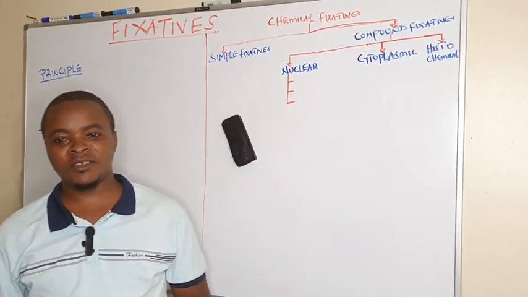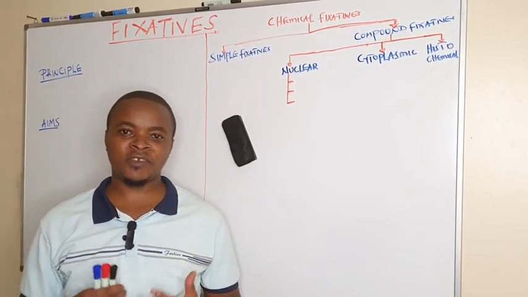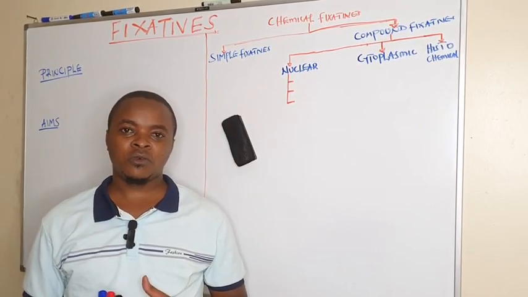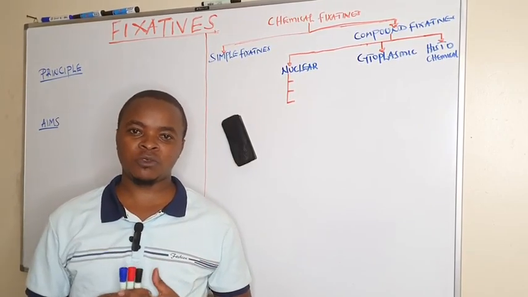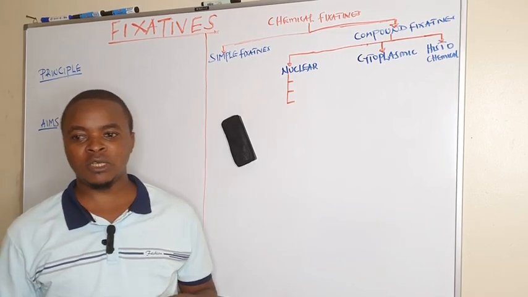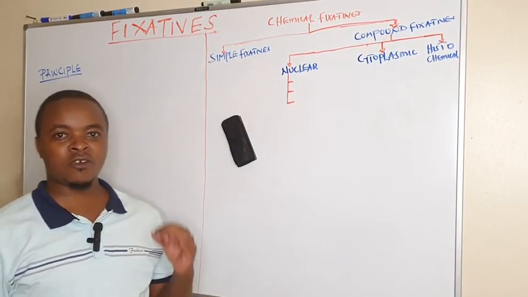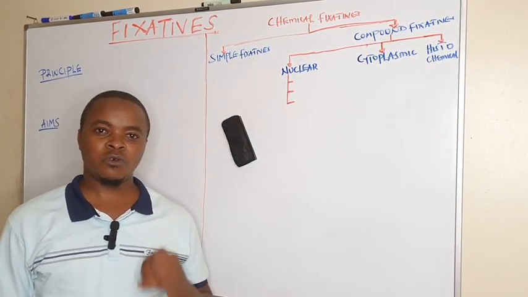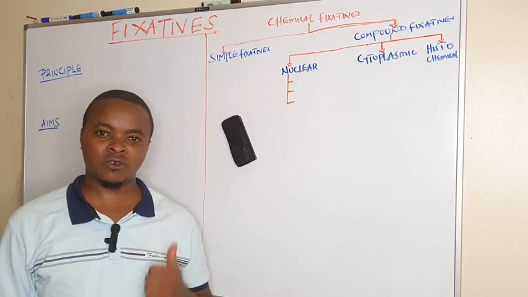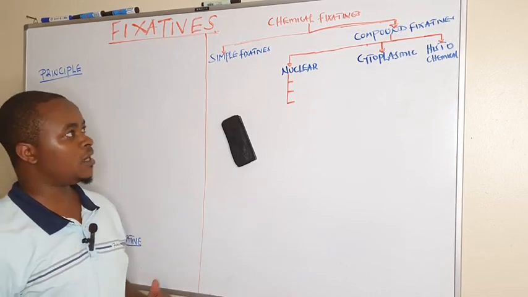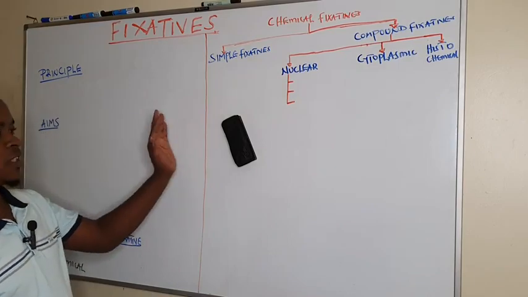Today's session at Medical Sciences, we want to discuss fixatives, which we use in the histopathology lab. We want to see how tissues are fixed in the histopathology lab when we want to rule out tumors or cancerous cells. And there are different types of fixatives.